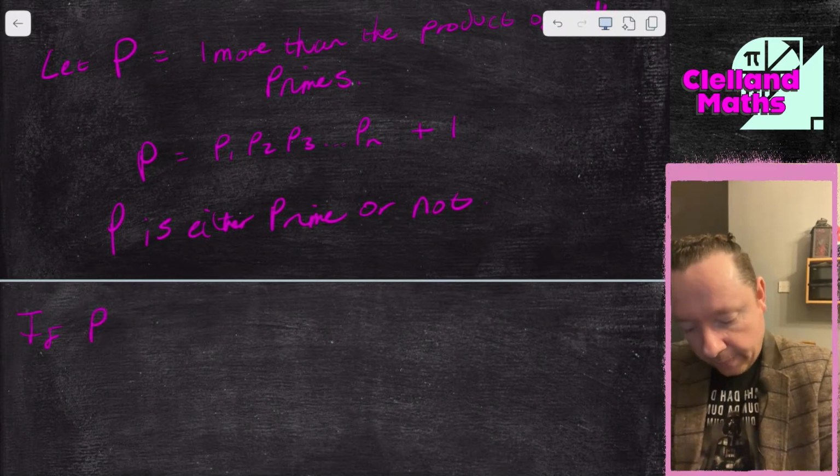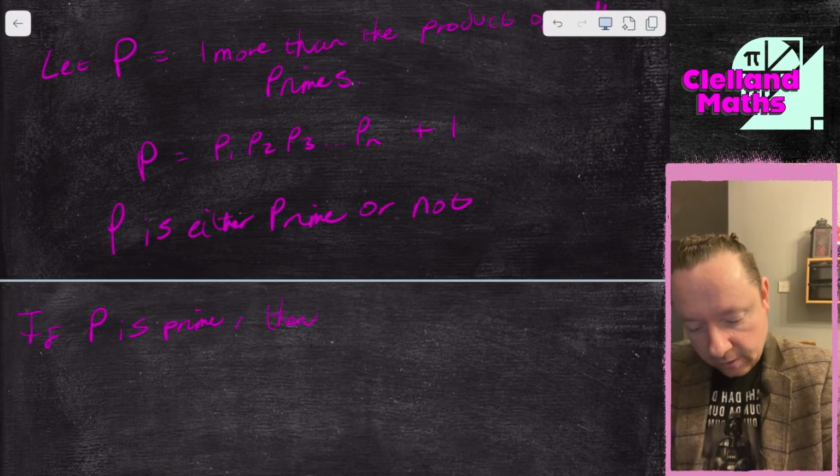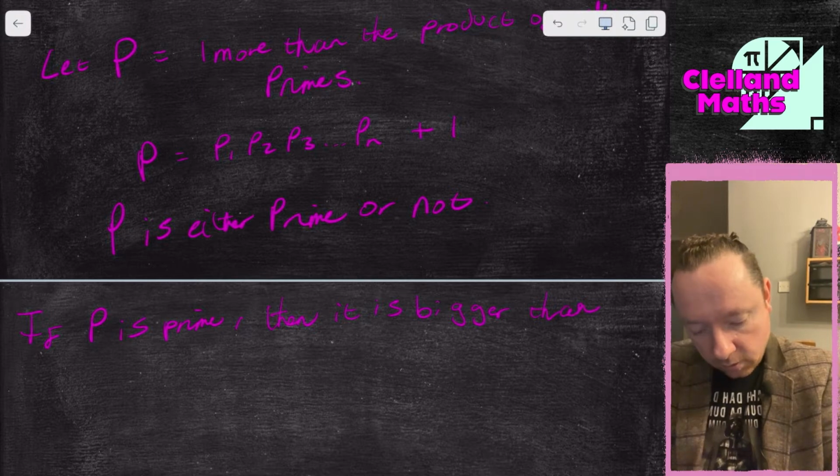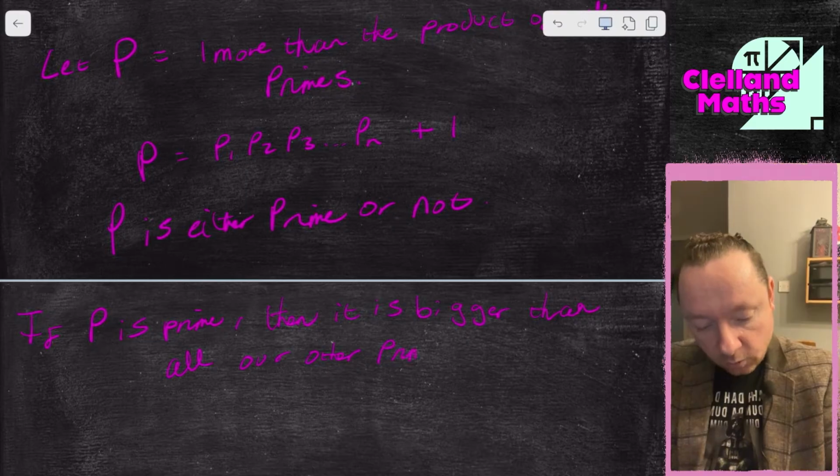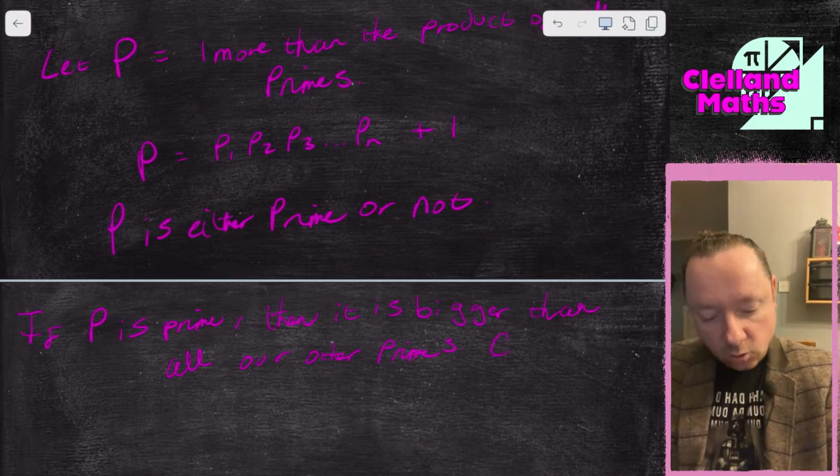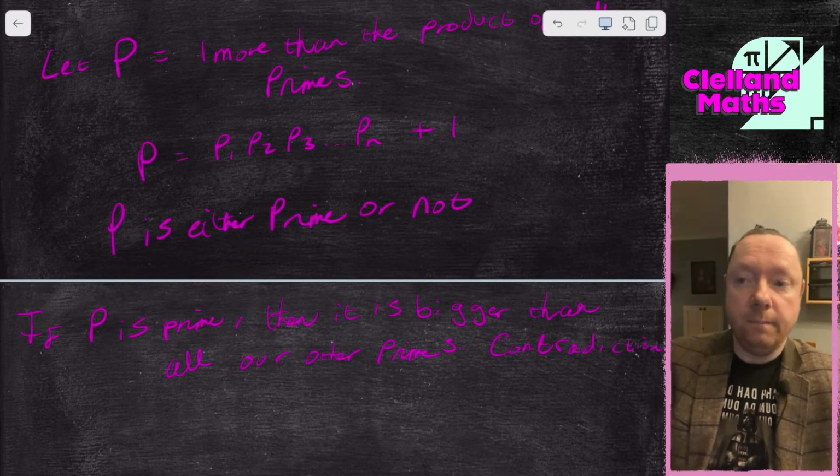If P is prime, then it is bigger than all our other primes. So in other words, we've found a new prime, so it's a contradiction. So that's us checked what happens if it's prime. But what if it's not prime?